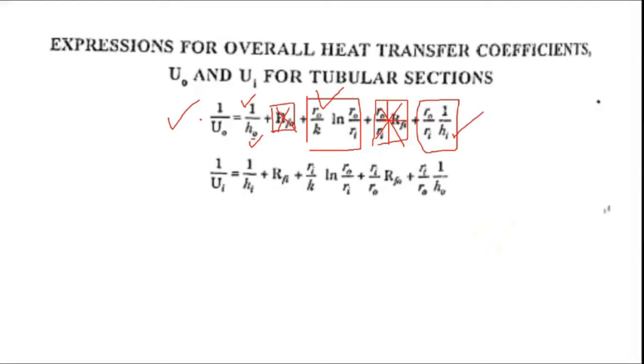So if we are finding the overall heat transfer coefficient for the outer area, we can write that 1 by U0 is equal to 1 by H0 plus, neglecting the other factors, R0 by Ri multiplied by 1 by Hi. This will be the value for the overall heat transfer coefficient.